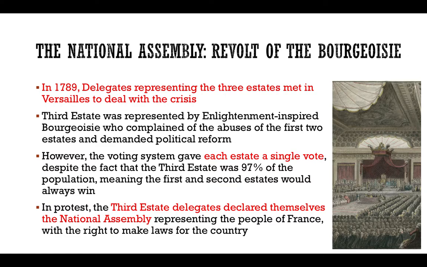Okay, so even though the third estate made up 97% of the people, they still only got one single vote. In protest, the third estate delegates declared themselves the National Assembly, representing the people of France with the right to make laws for the country.